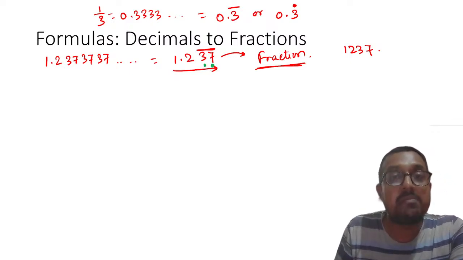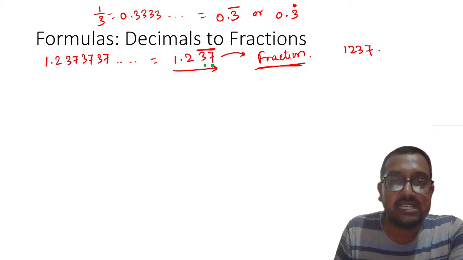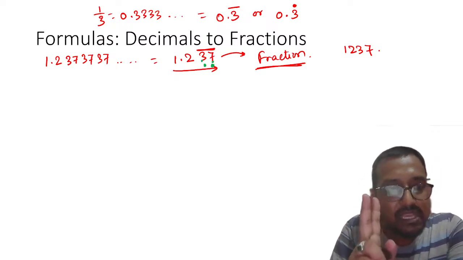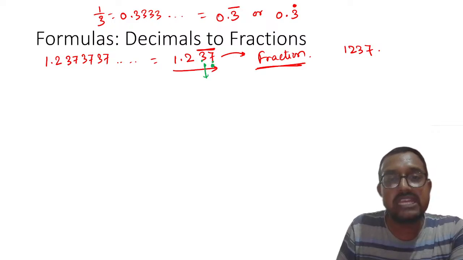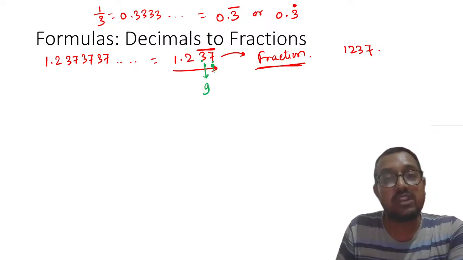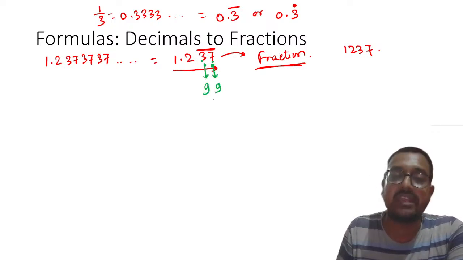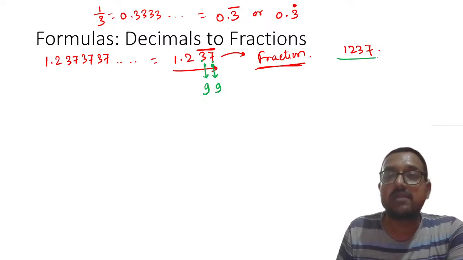Whatever numbers are being repeated, for example, here 3 is being repeated and 7 is being repeated. That means 2 numbers are being repeated. So for each repeating part, I will put 9. So here it will become 99. Please remember, here it will become 99.